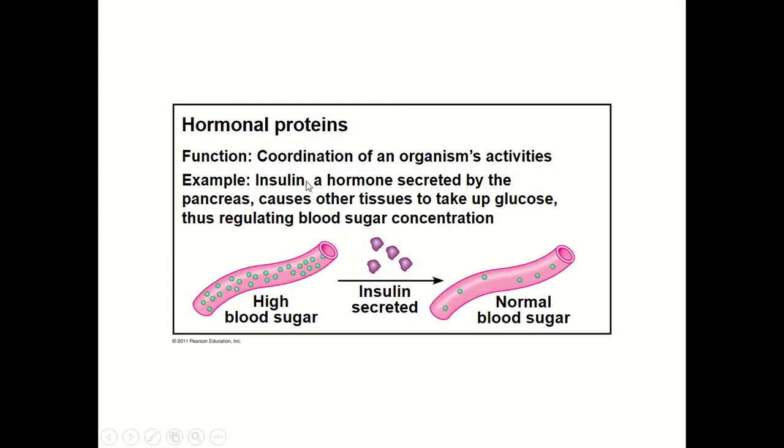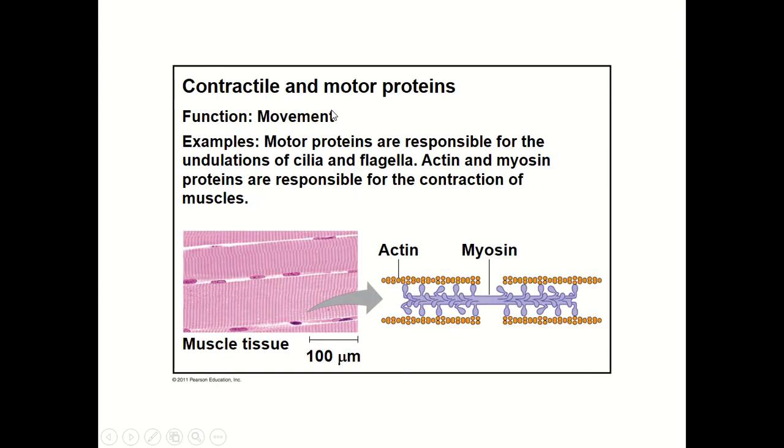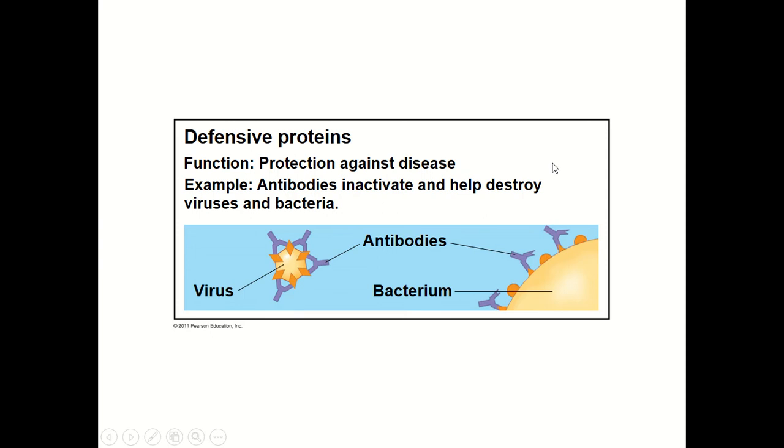And then it is also responsible for the coordination of your organism's activities. This is known as a hormonal protein such as insulin. This one is responsible for regulating the blood sugar concentration. And then we have contractile and motor protein. This one is very important for movement, such as the actin protein and also the myosin protein. And then we also have a defensive protein that is responsible for protecting you against disease, such as the antibody.